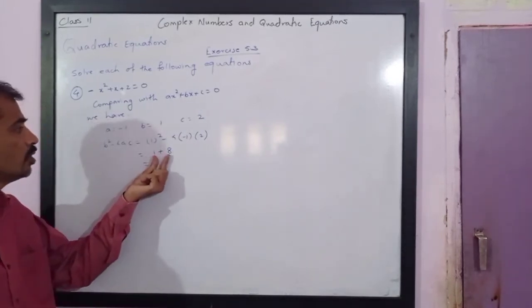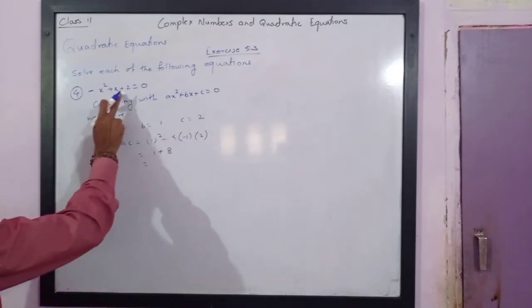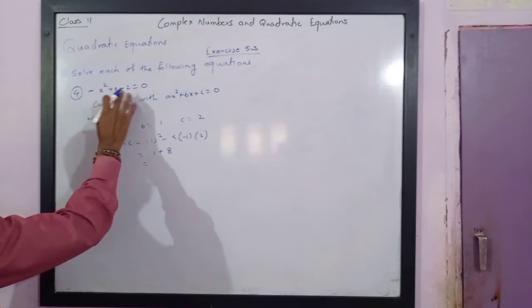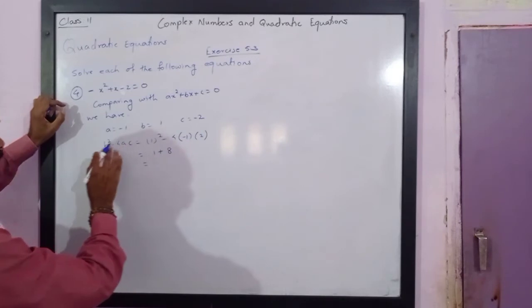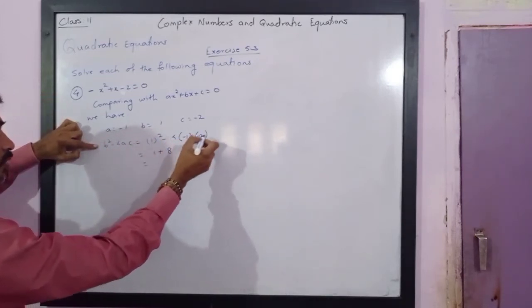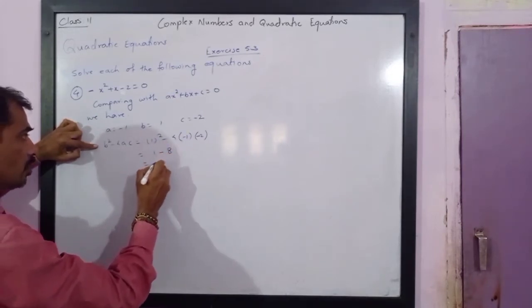We are getting positive 8. It means I have made a mistake somewhere. So here, please note, in the question it was -2. So this minus x square plus x minus 2 means c is -2, and hence b square minus 4ac is -4 into -1 into -2. So this is equal to 1 minus 8, that is equal to -7.